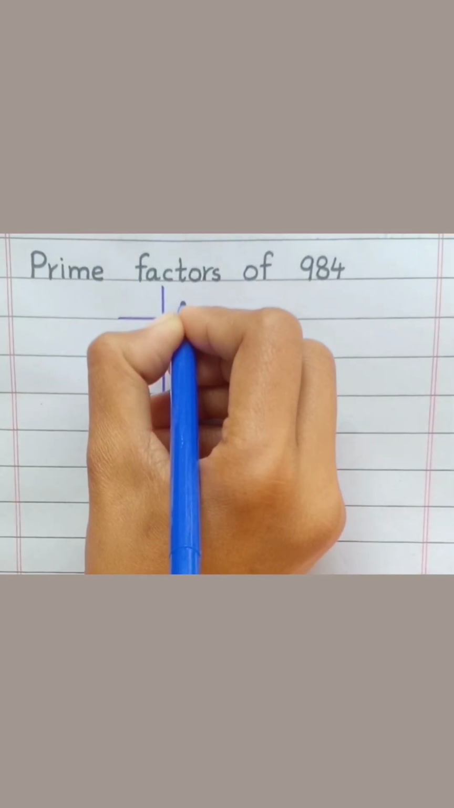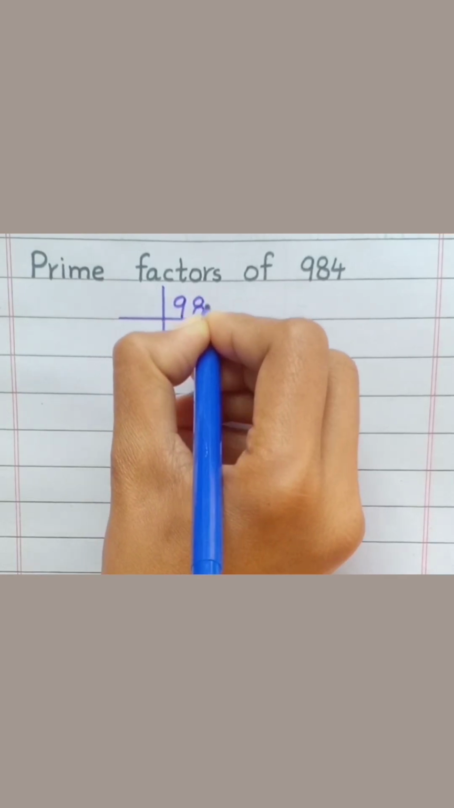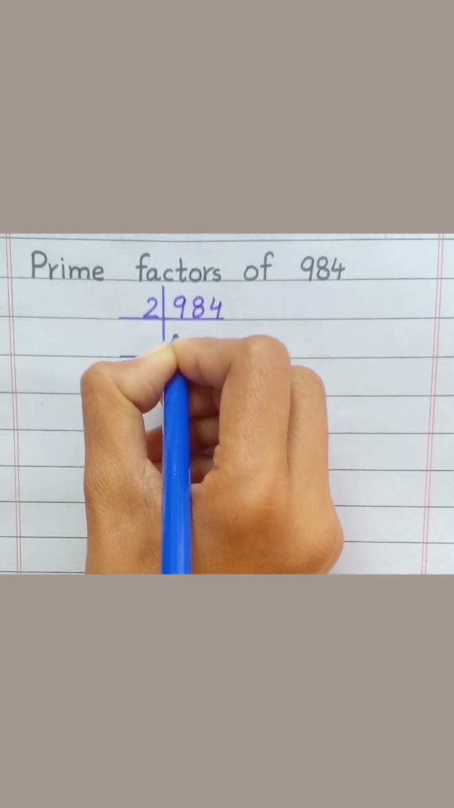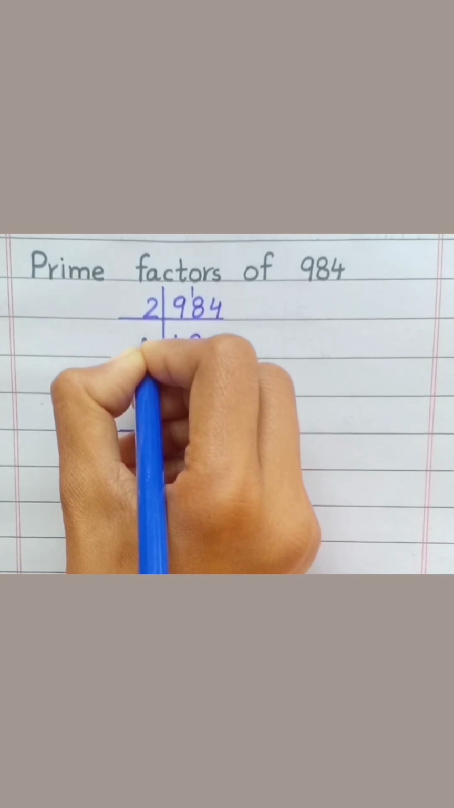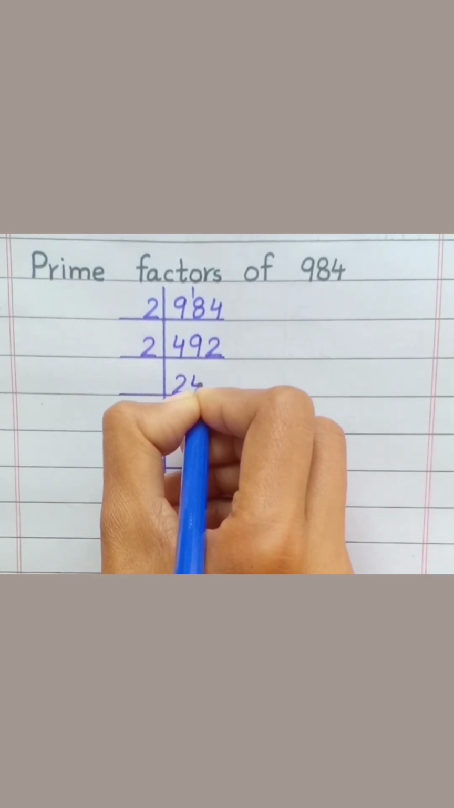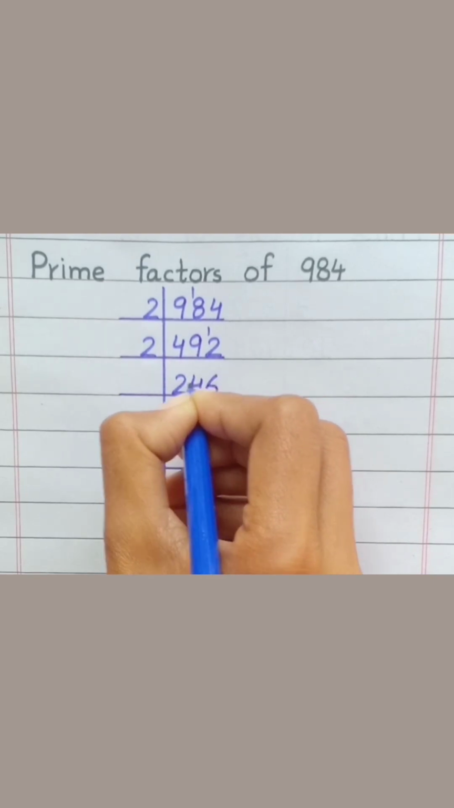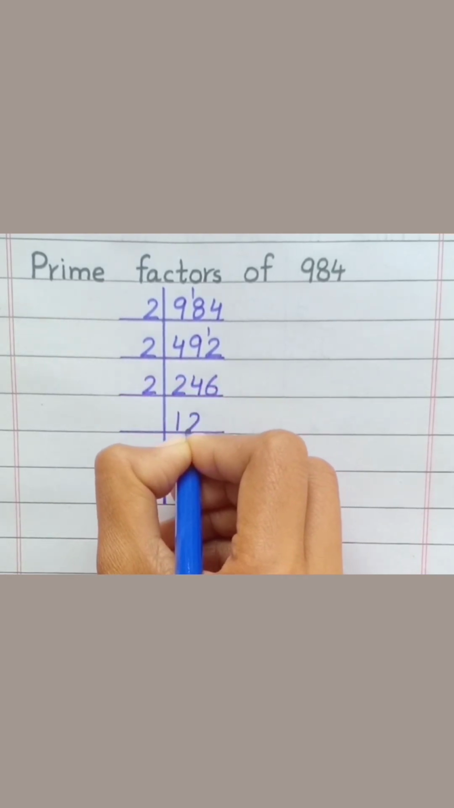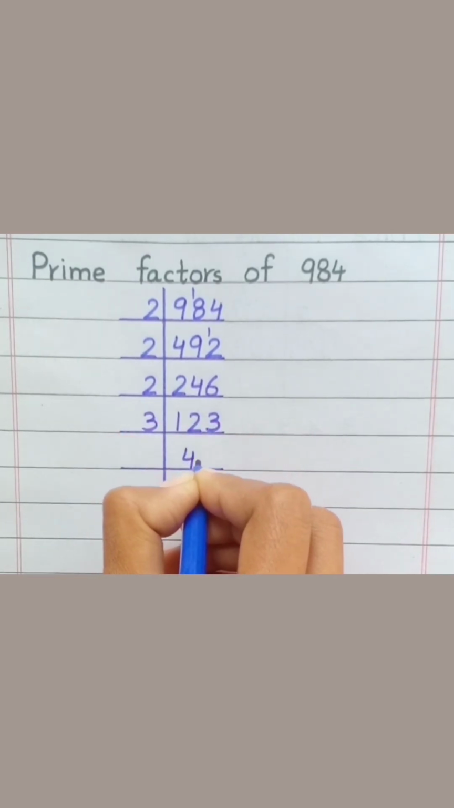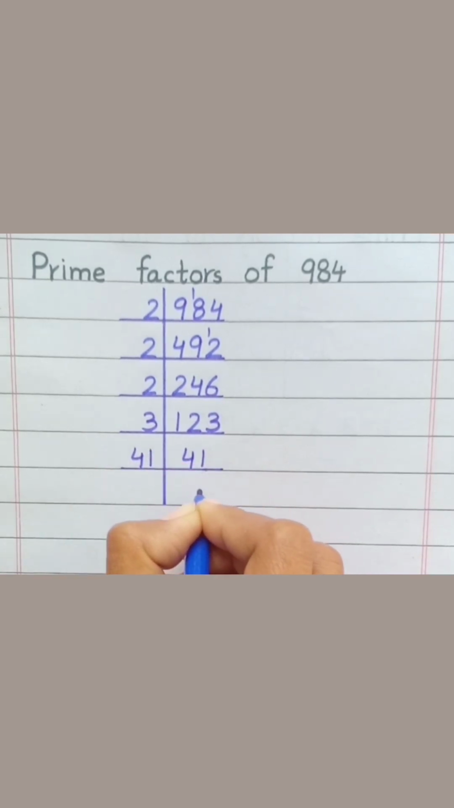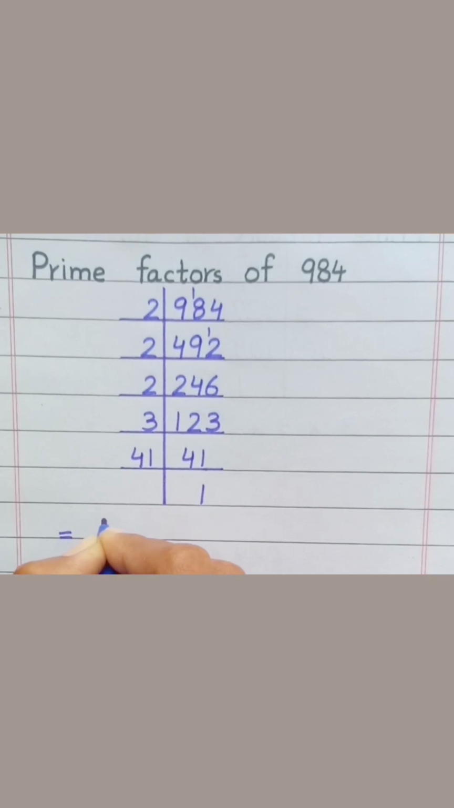Prime factors of 984. 2 fours are 8, 2 nines are 18, 2 twos are 4, 2 twos are 4, 2 fours are 8, 2 sixes are 12, 2 ones are 2, 2 twos are 4, 2 threes are 6, 3 fours are 12, 3 ones are 3, 41 ones are 41, equal 2 multiply 2 multiply 2 multiply 3 multiply 41.